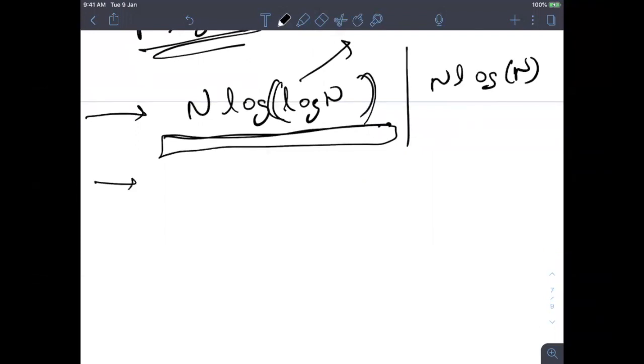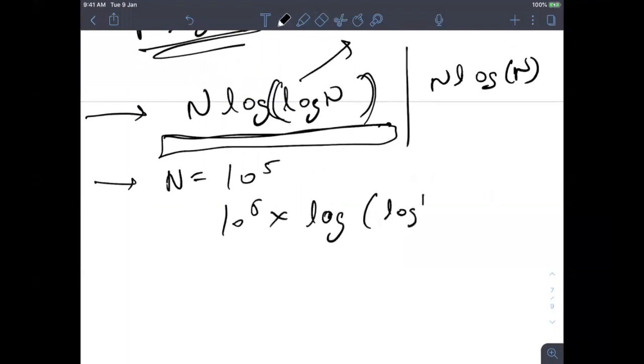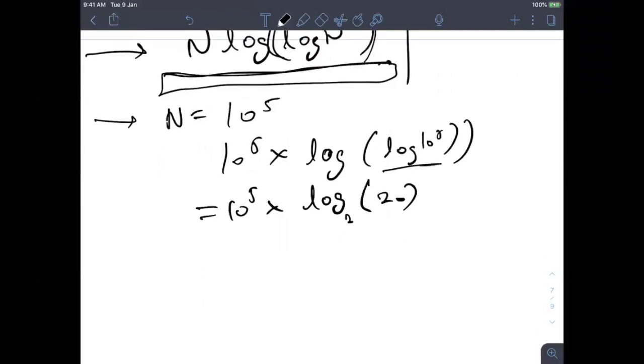Now let's compare it. Let's see, will we get TLE or not? If n is 10 to the power 5, it will be 10 to the power 5 into log of 10 to the power 5, which is around 20, I guess, and log of 20 is 4 point something, roughly 5. So it will be around 10 to the power 5, which will pass. It was also getting passed by n root n.